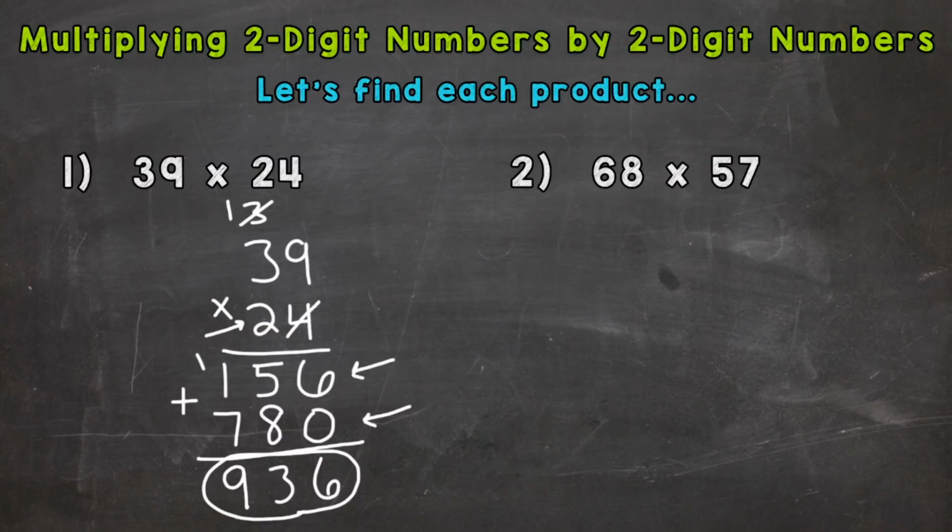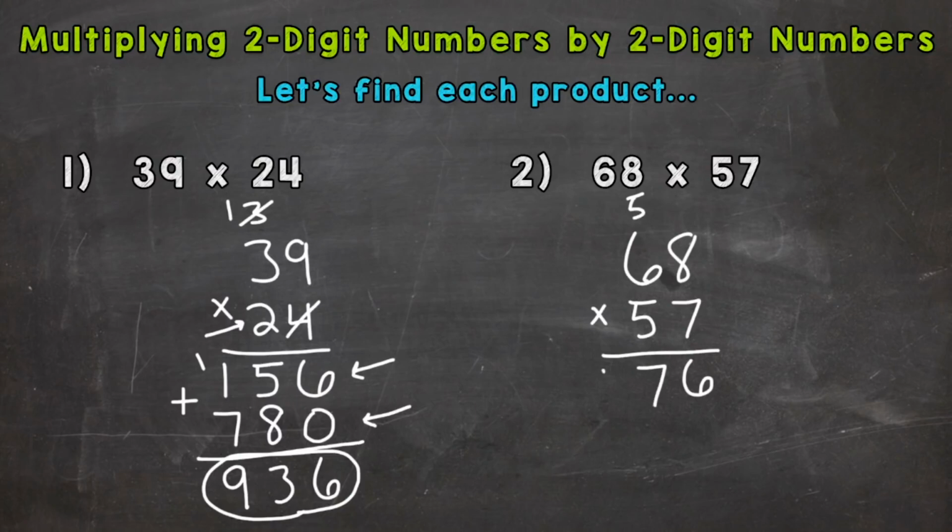So on to number 2, where we have 68 times 57. So let's line our problem up. And now we're ready to solve. So we need to do 7 times 68 and 50 times 68. 7 times 8 is 56. Carry our 5. 7 times 6 is 42, plus 5 is 47. So we get 476. We are done with this 5 here, and we are done with this 7.